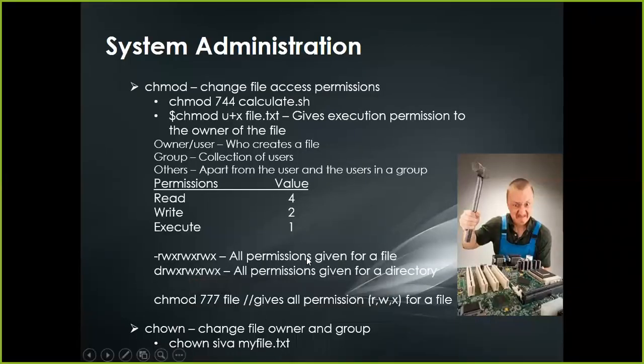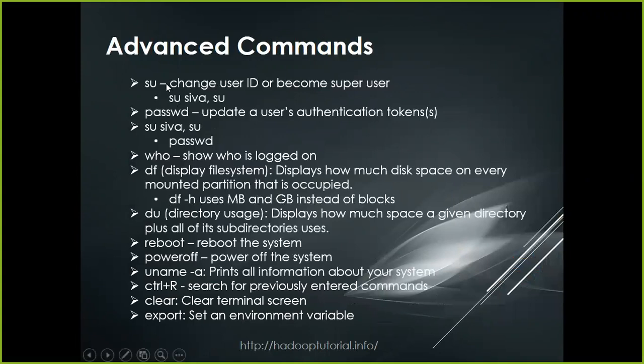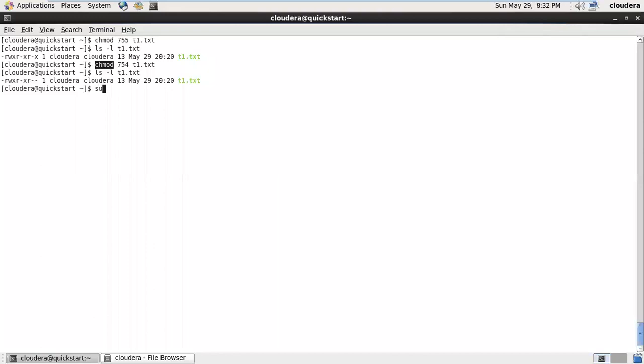Okay. So 777 means it gives all the full permissions. Then some of the advanced commands: if I want to switch user to some other user, su space username. If I use su space Shiva, I will be logged into that Shiva user and it prompts me to enter the password. And passwd command is to change the current user's password. And if you simply specify su space hyphen, you will be logged in as the root user. Okay, so with the root user, you can do anything.